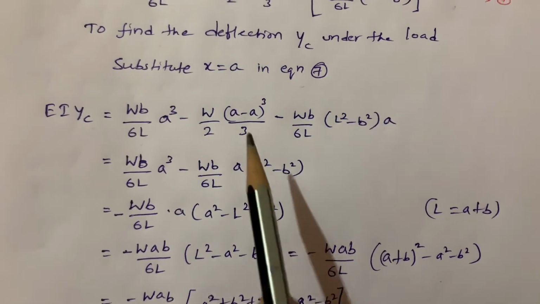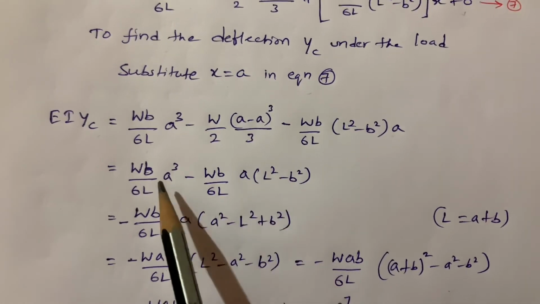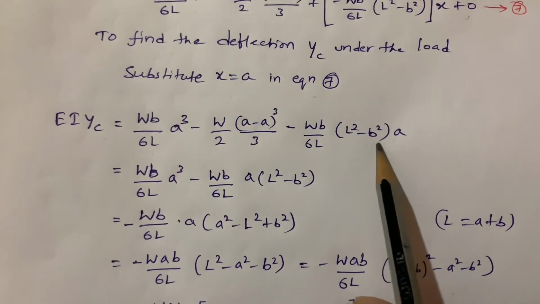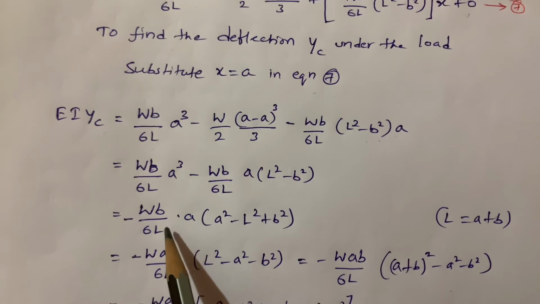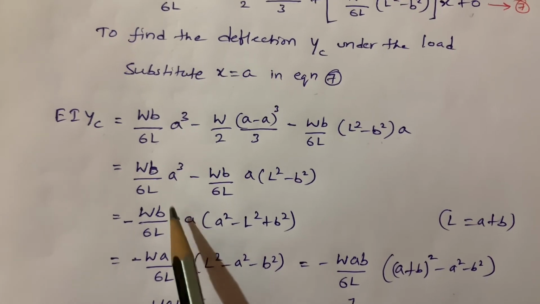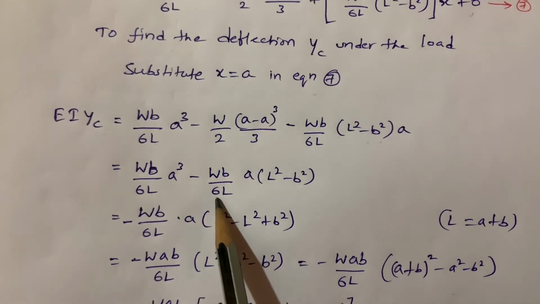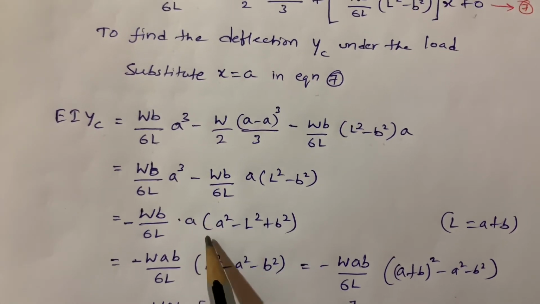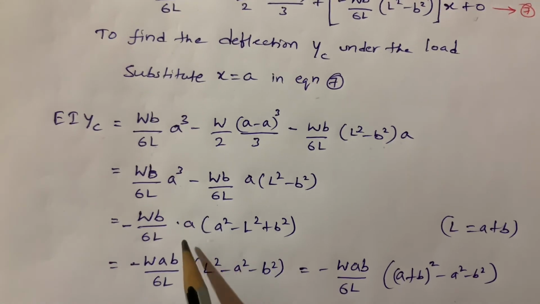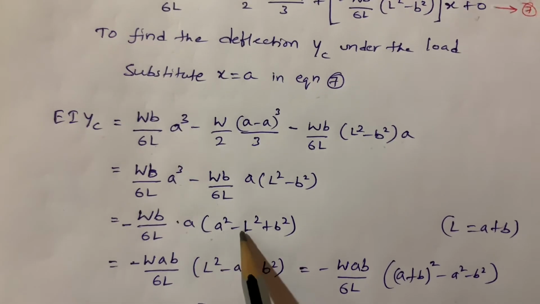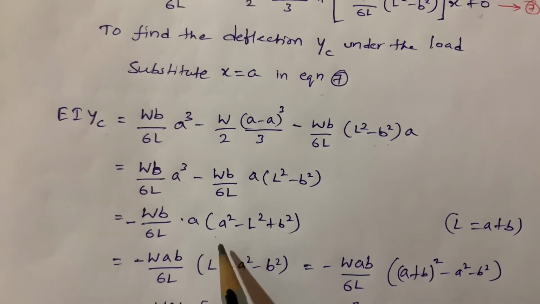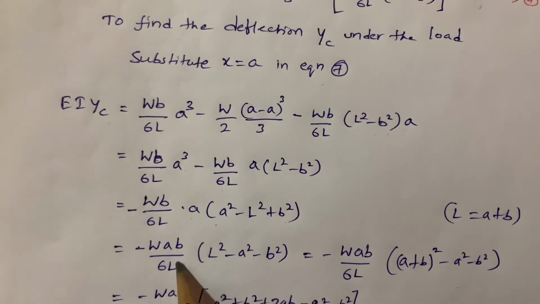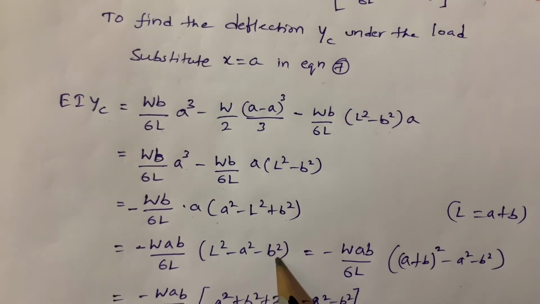So I substituted, this one becomes 0, A minus A is 0. So WB by 6L A cube minus WB by 6L into A into L square minus B square. So after that, I wrote like this, minus WB by 6L I kept common into A. So I got, this is A cube. So I put A here, A square minus L square plus B square. So after that I multiplied it with minus, WAB by 6L, L square minus A square minus B square.